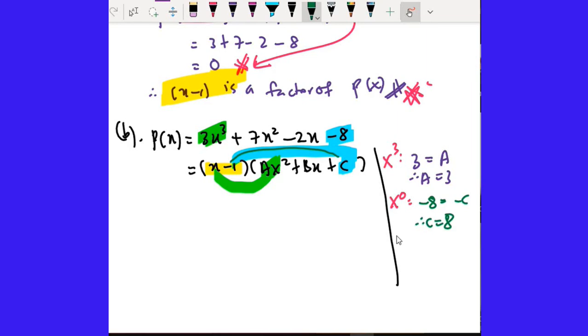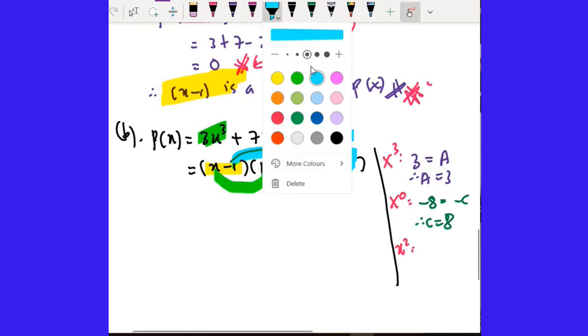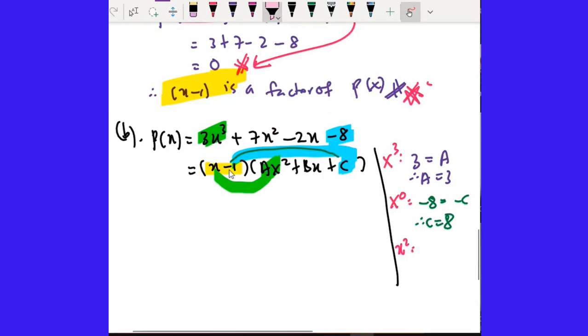The problem now is to find b. For b you can take, let's say, x squared. So what produces x squared? Let's double check this one. This one is 7 on the left hand side. On the right hand side, this one is b, and this one is minus 1 times a, so minus a. Nothing else produces it, so this is enough. So b is equal to 7 plus a, a is 3, so b is equal to 10.